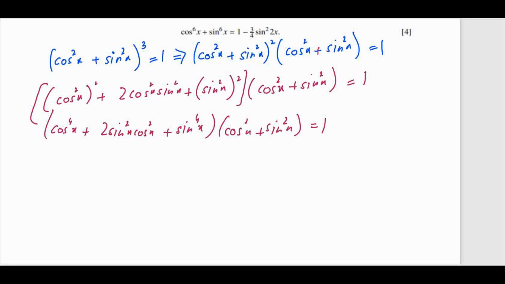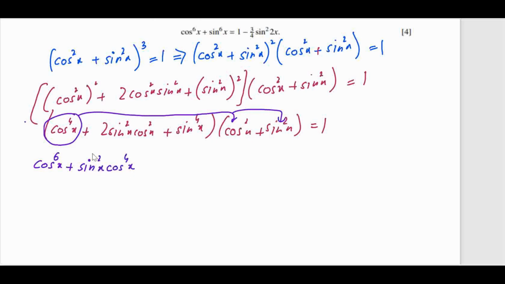Now the next step is the basic math step, that we have to multiply each term with the second bracket. First of all, if we multiply this one with this one, this will be equal to cos 6 of x plus, let's write the sine first and follow the same pattern so that we don't miss anything. We will keep sine first and cos later. So sine square of x cos 4 of x.